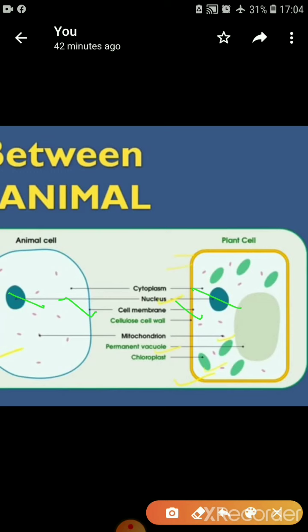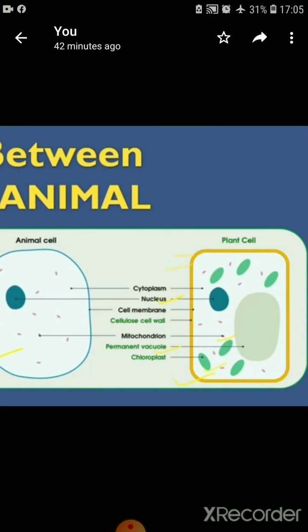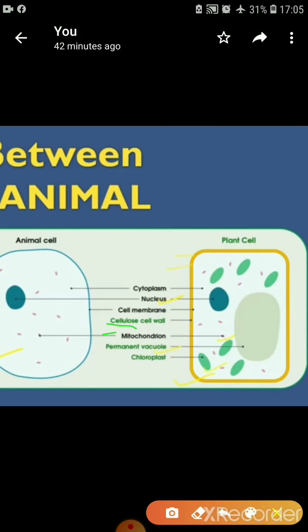Next is the cellulose cell wall. Cell wall is only present in plant cell. Already we talked about the cell membrane's outer covering. The outer covering of the cell membrane is the cell wall, right? But this is present only in plant cell. Except plant cell it is not present. In animal cell, there is only a cell membrane, not a cell wall. And what is this cell wall made of? It is made up of cellulose.